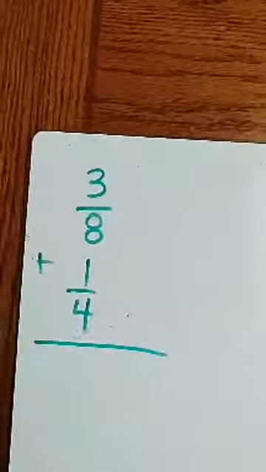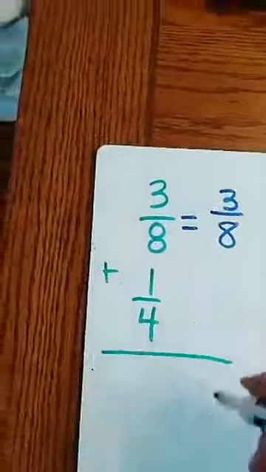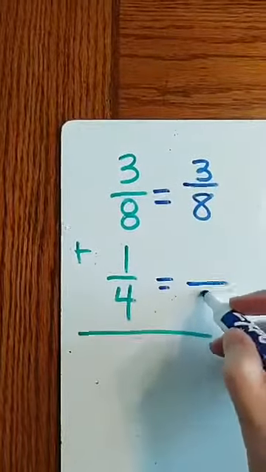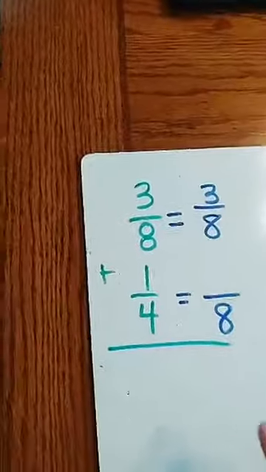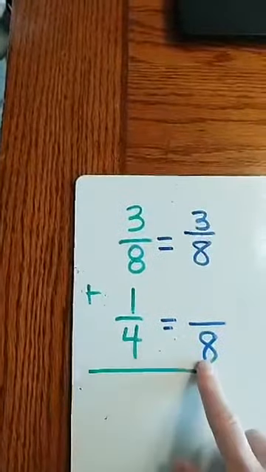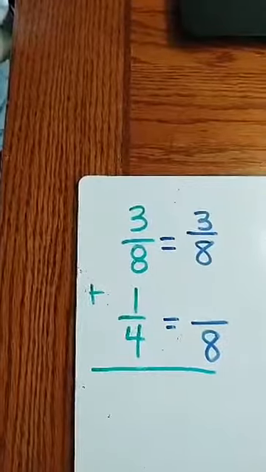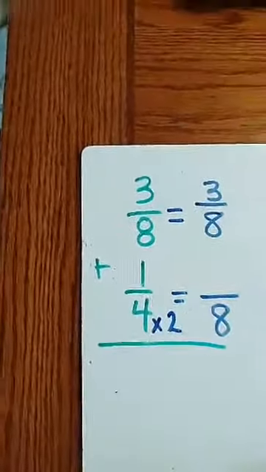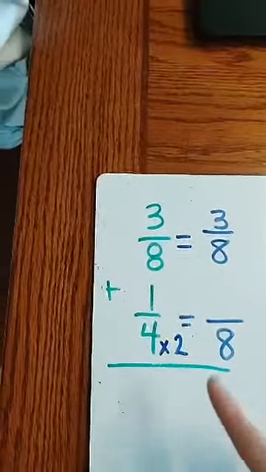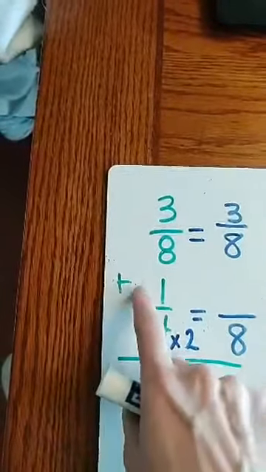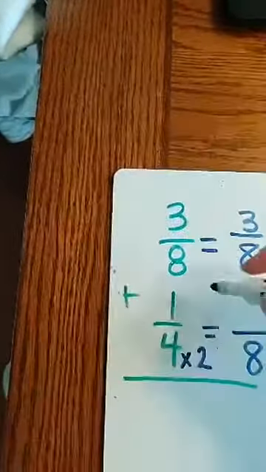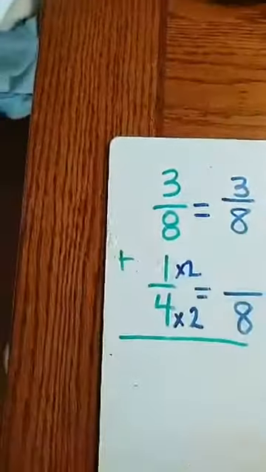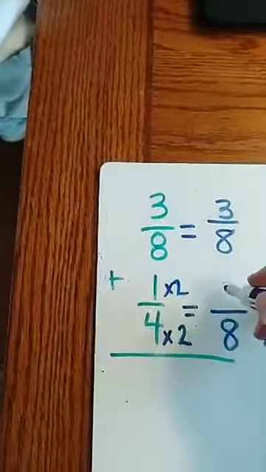Well, this one already has 8 on the bottom, so I don't have to do anything to that. I'm just going to bring it straight over. Down here I don't have 8, but I'm going to make it 8. So how do I go from 4 to 8? What do I do to that 4 to get 8? You're right, I multiply it times 2. And remember, with fractions, whatever we do to the bottom, we have to do to the top, the exact same thing. So I multiply the top times 2. So 1 times 2 is 2.